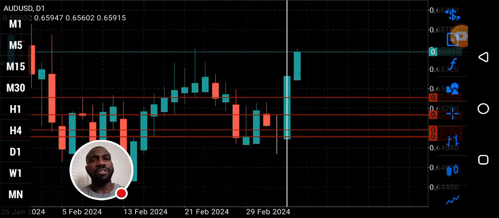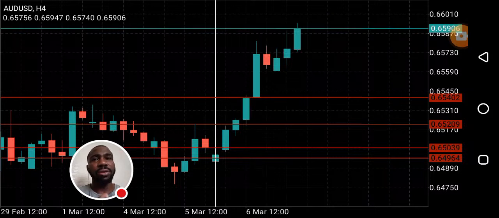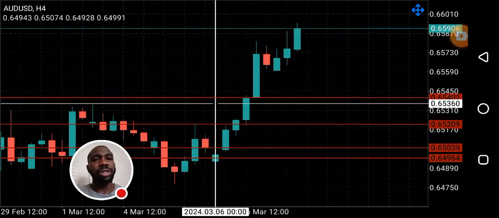The next lower time frame will be 4 hour. Now on 4 hour, I should be able to identify a bullish reversal pattern. So let's go to 4 hour, sharing with you why I bought Australian dollar USD yesterday. I should have left the trade, but at least I made some good profit and I'm out of the trade.